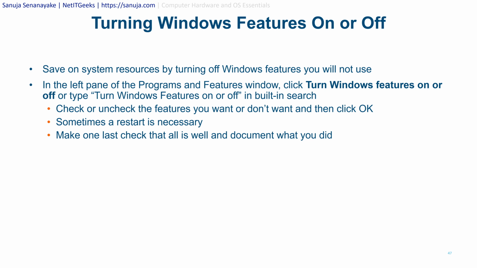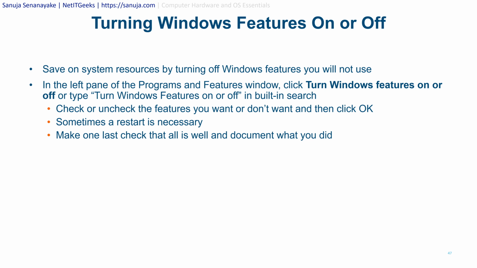To do that, in the left pane of the Programs and Features window, click Turn Windows Features on or off, or type Turn Windows Features on or off in the built-in search. Especially in Windows 11 and Windows 10, you can simply type Turn Windows Features on or off, and you'll get to that app really fast. Check or uncheck the features you want or don't want, and then click OK.